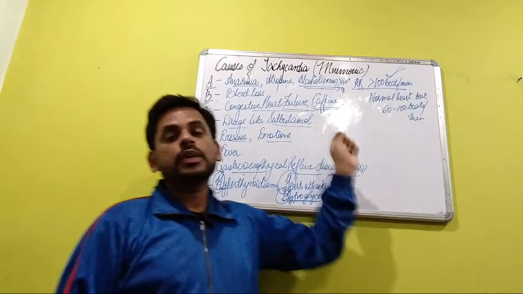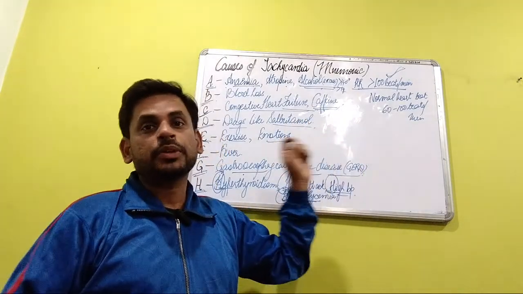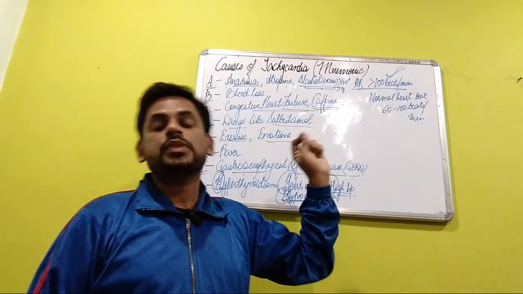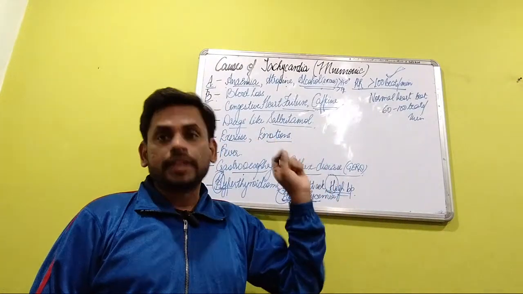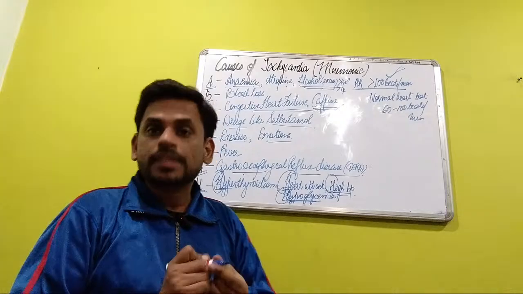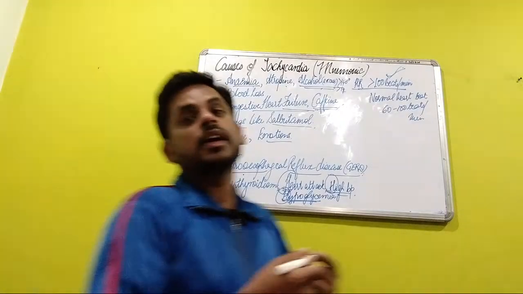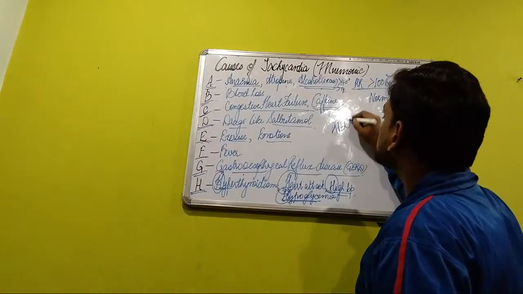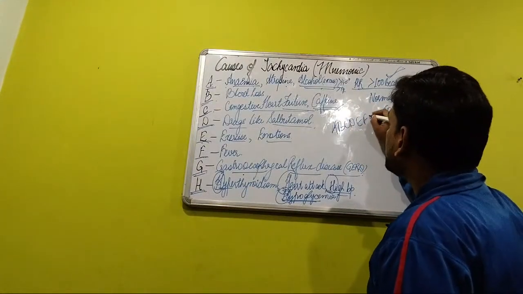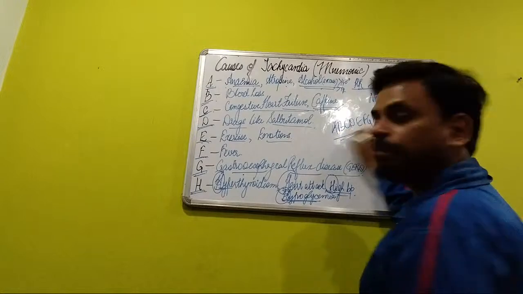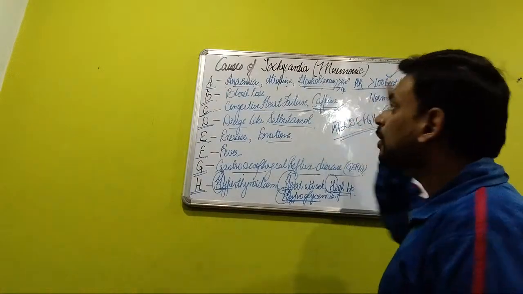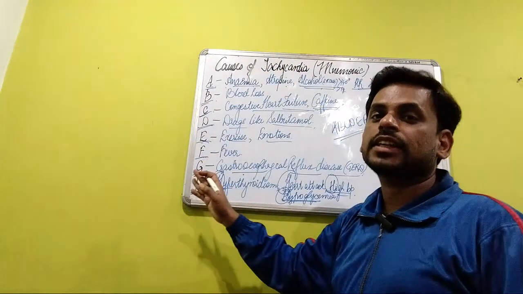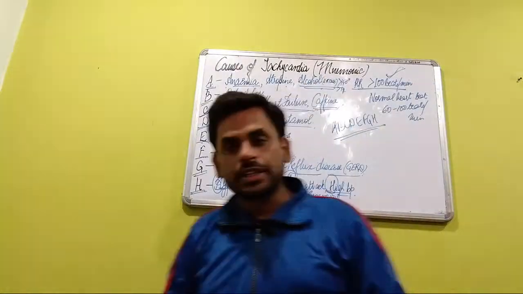Students and viewers, this was a very short video where I have tried my level best to simplify the causes of tachycardia in the form of simple mnemonics we can remember. Just by remembering the alphabets A, B, C, D, E, F, G and H, we can pen down in sequence what the causes of tachycardia are, and we can very easily write it in the professional exams.